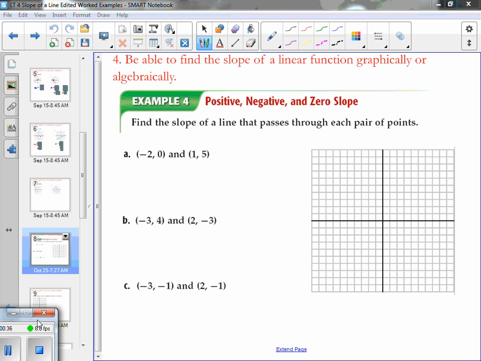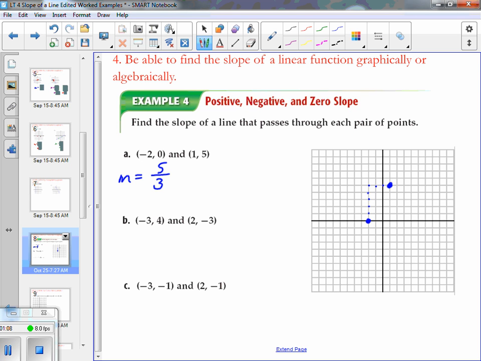But for part A here, if I graph the point negative 2, 0, it's right there, and then the point 1, 5, 1, 2, 3, 4, 5, right there. So I can find the slope the same way I did yesterday by counting the spaces. So I would go up 1, 2, 3, 4, 5. And then I would go to the right, 1, 2, 3, and that's the slope. But like I said, we're not always going to have graph paper around.